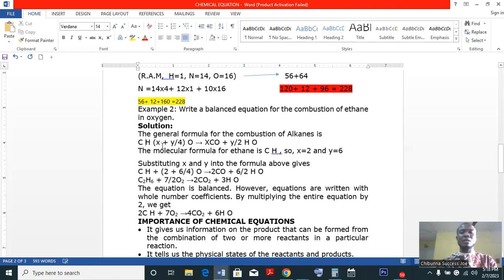Plus x plus y over 4 oxygen. Now this one is for oxygen, and this x is for carbon. This one is for hydrogen, and this is oxygen. So here we have y over 2 H2O. This equation is not correct.